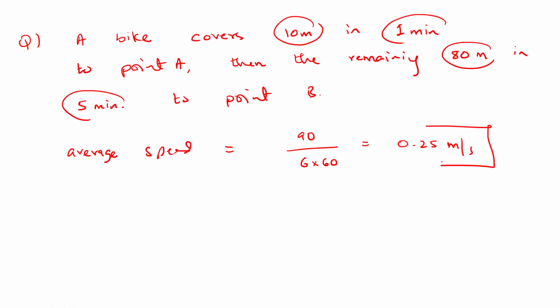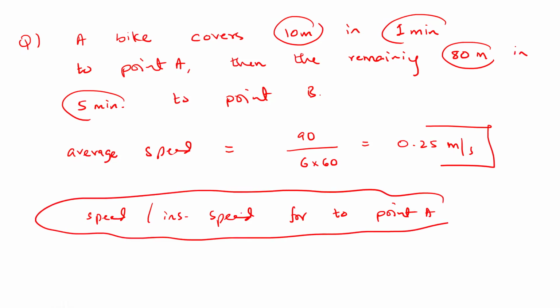Yes. Now, if I ask you, what's the speed or instantaneous speed for the first part of the journey to point A? Let's say that's the other question. What's your answer to this? This would be 10 divided by 1 into 60, right? So that's 10 divided by 60. This would be 0.1666, so let's round it to 0.17 meters per second. That's the instantaneous speed to point A.